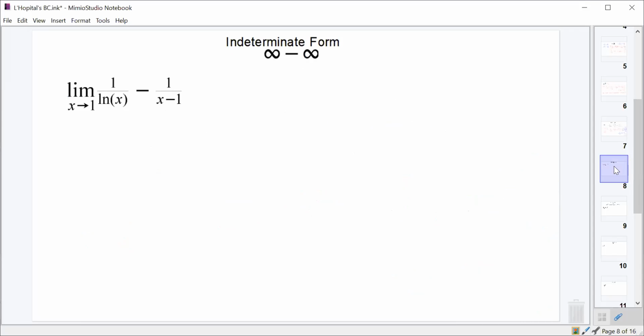All right. Next indeterminate form, infinity minus infinity. So we've talked a little bit about this one. I don't know if we did it this year, but you might have last year.